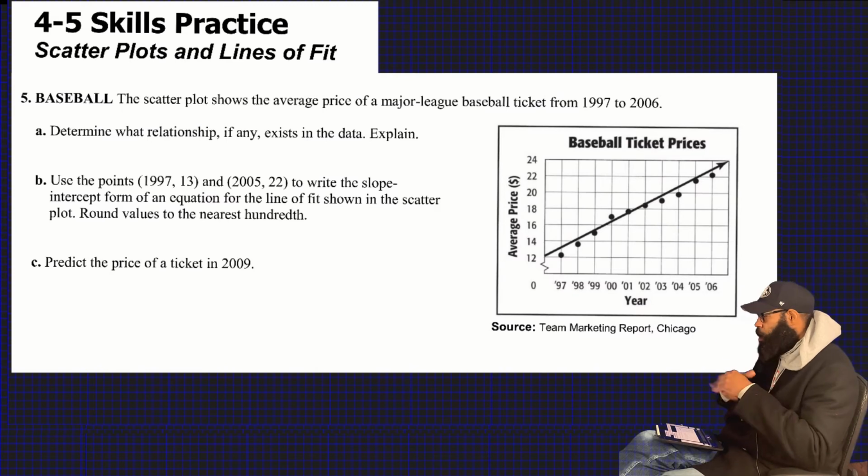And as I say that, scatter plots and lines of fit looks like baseball. You play a little baseball? So the scatter plot shows the average price of a Major League Baseball ticket from 97 to 2006.